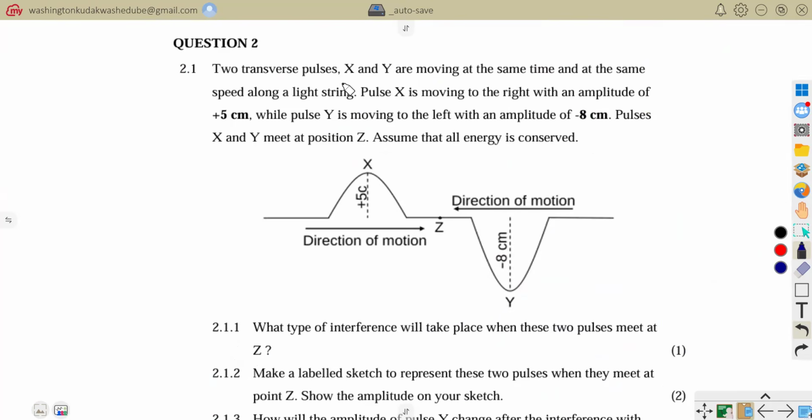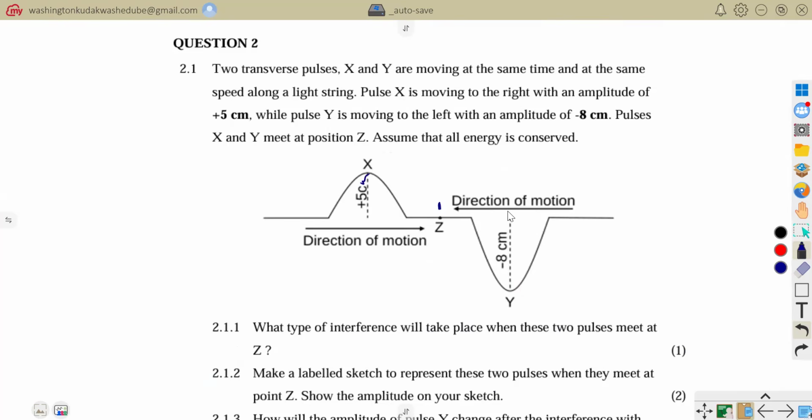Two transverse pulses, X and Y, are moving at the same speed at the same time along a light string. Pulse X is moving towards the right, as you can see from the diagram, and pulse Y is moving towards the left. The amplitude of X is positive 5 centimeters, and the amplitude of Y is negative 8. Pulses X and Y meet at Z, so there is some interference at Z. Assume that all energy is conserved.